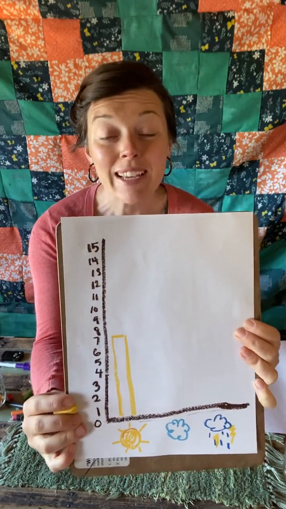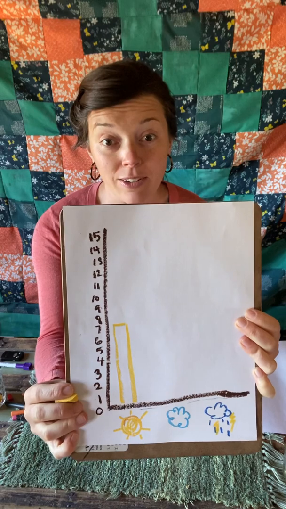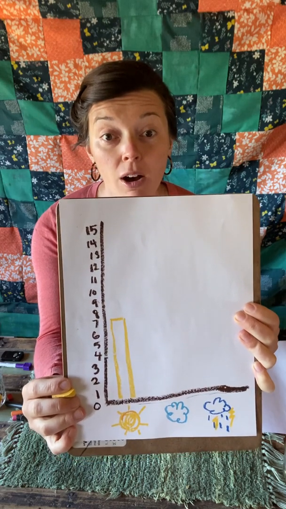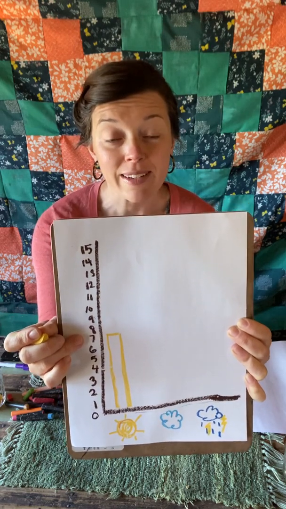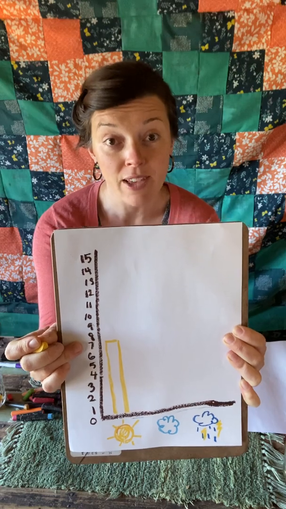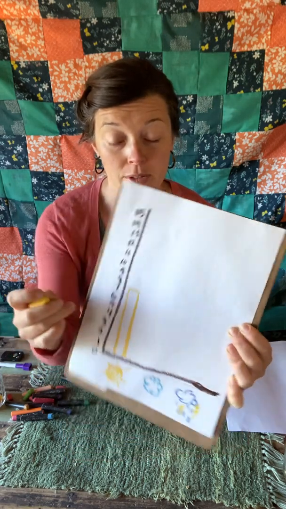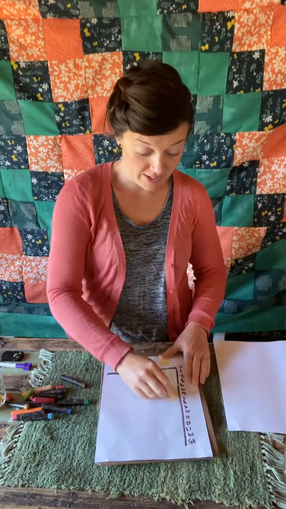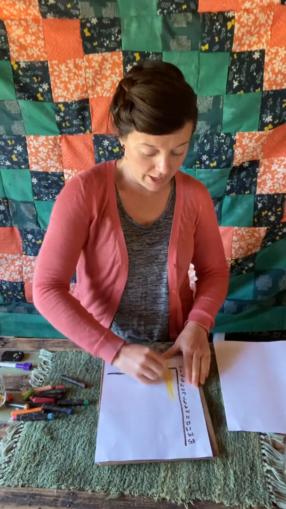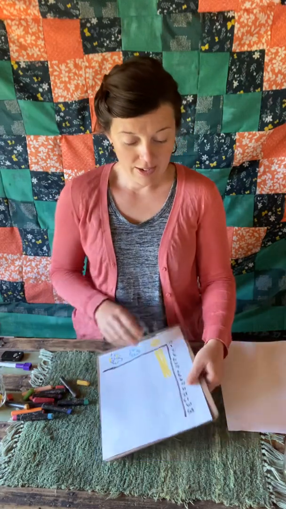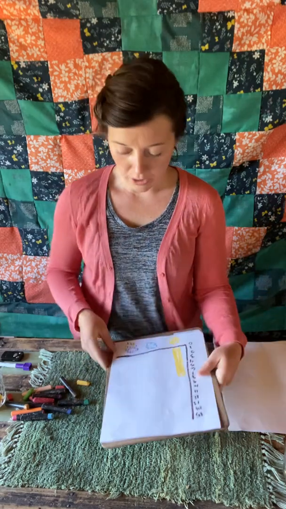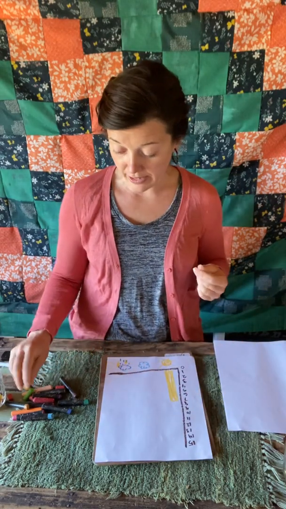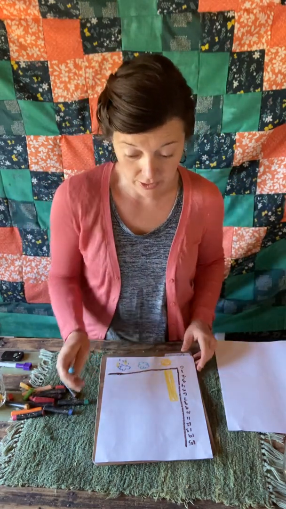A rectangle. Do you see how my bar rectangle, I drew it all the way up to the 7 to represent 7 days of sunny weather? Okay? If you want to get fancy, you can color that bar in to make your graph nice and colorful. All right. We're going to do the same thing for cloudy days, but choose a different color so it's easy to read your graph.